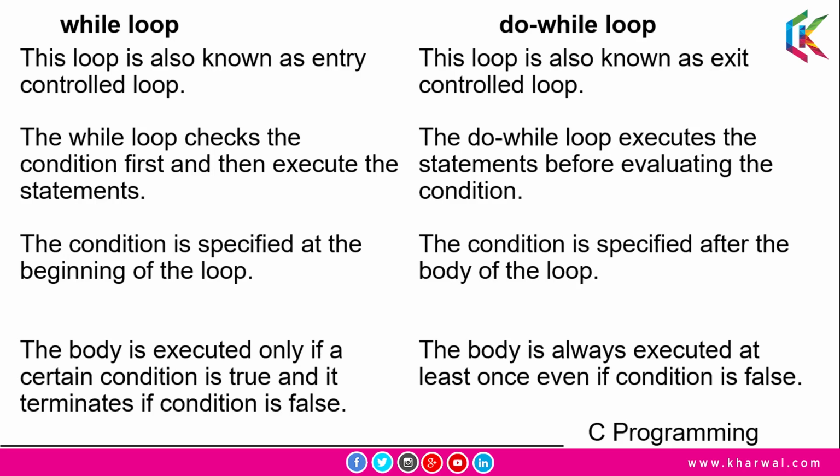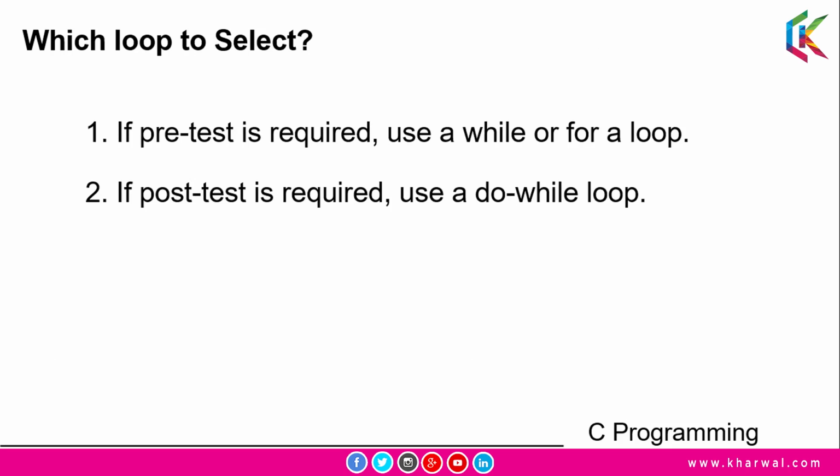So guys, now moving further. Now our next topic is which loop to select. Selection of a loop is always a difficult task for a programmer. To select a loop, we need to analyze the problem and check whether it requires a pre-test or a post-test loop. So guys, if pre-test is required, then use while or for loop, and if post-test is required, then use a do while loop.